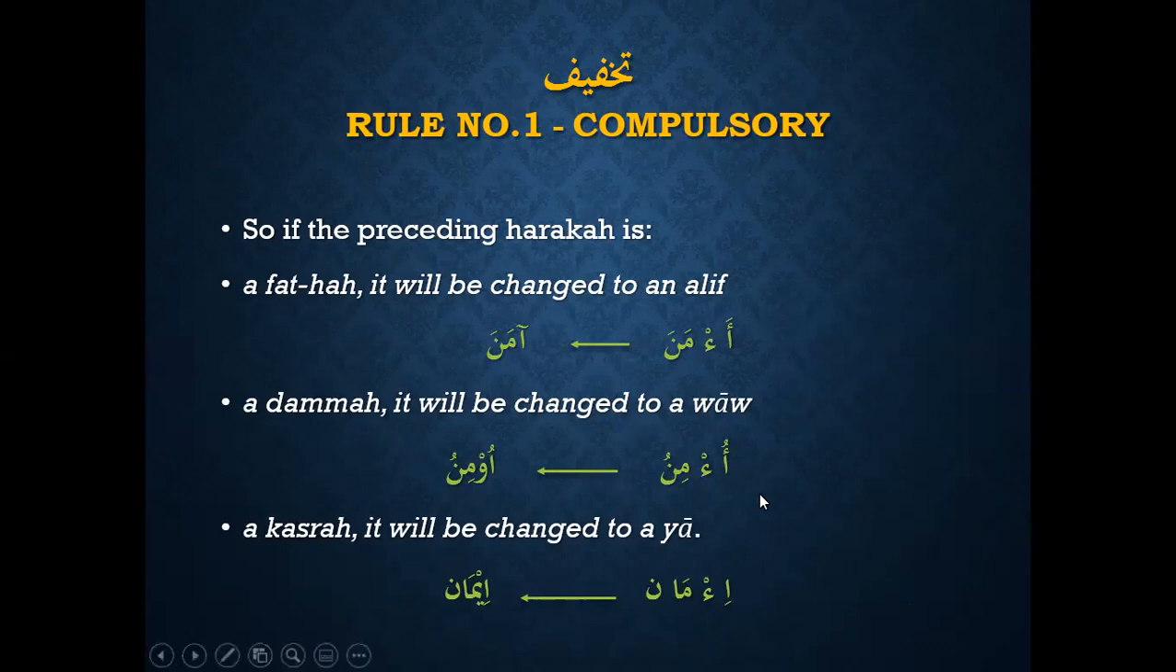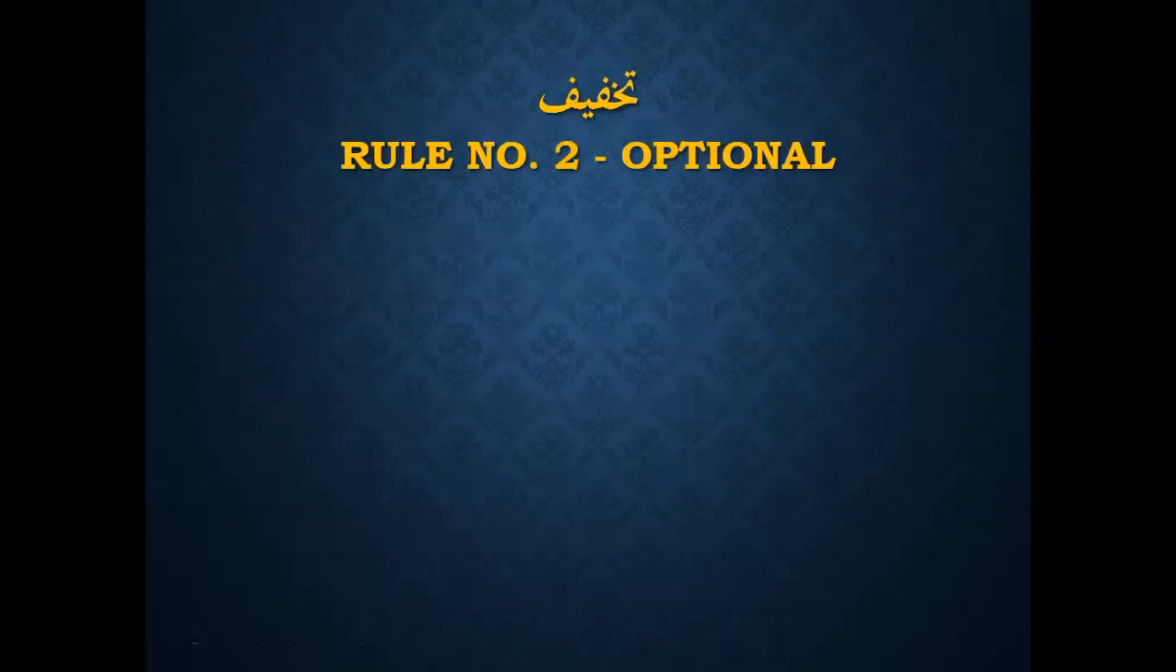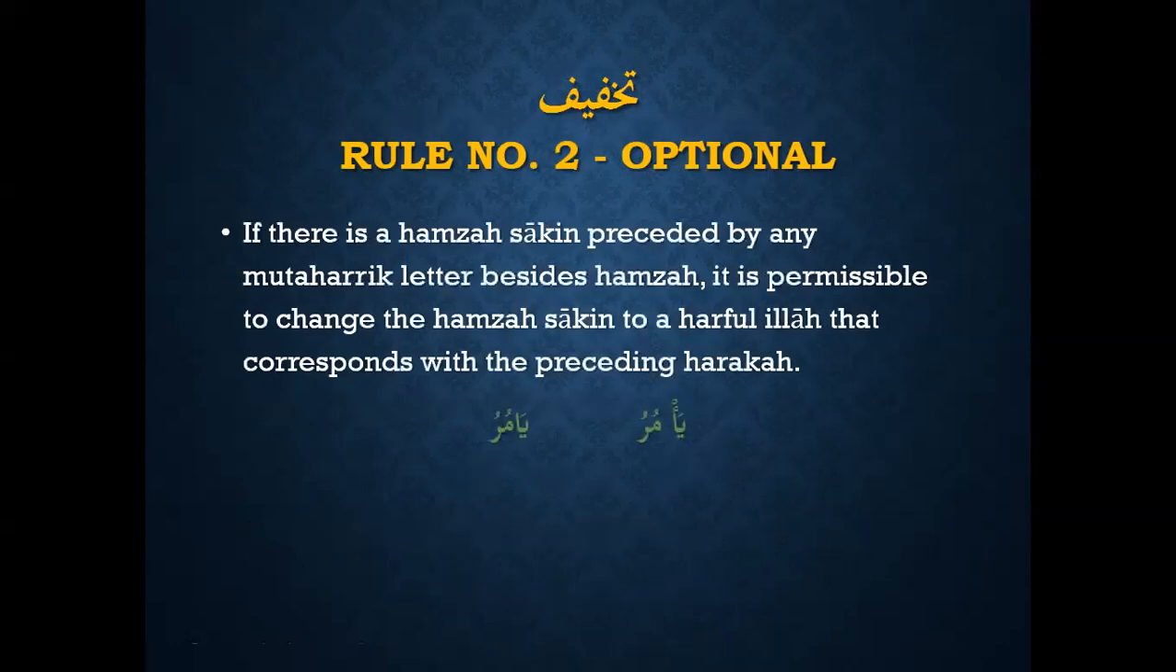You can't say, I would just say i'man, I prefer calling it a'mana. No, you have to say amana, umina, iman, provided they're both Hamzas. So that's the first rule, which was compulsory. The second one is optional.